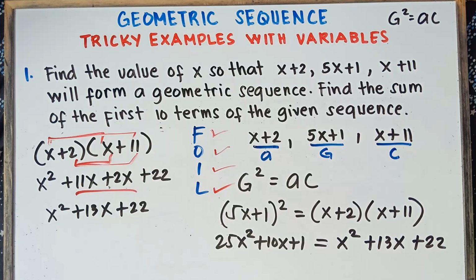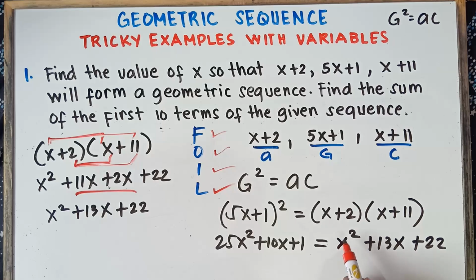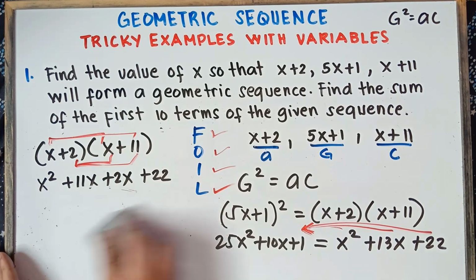Alright, and then we can transpose this one. To combine like terms, we can transpose x squared, we can transpose 13x, and then we can transpose 22. Once you transfer from this equal sign, you always change the sign. Alright, so let's do that.